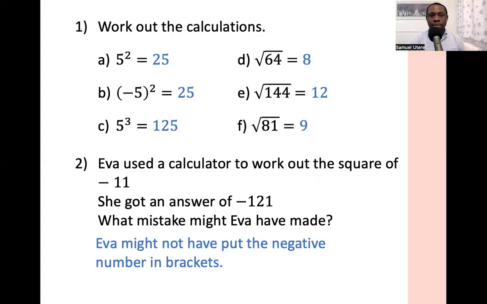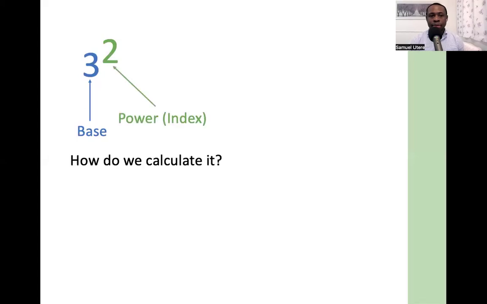Okay, let's look at our new learning. What do you think 3 squared is? Well, 3 squared is 3 times 3. It's also important for you to know some of the key vocabulary that we use when we talk about powers and roots. 3 is the base and 2 is the power or index. How do we calculate it? Like I said earlier, it is 3 times 3. 3 squared means 3 times 3.